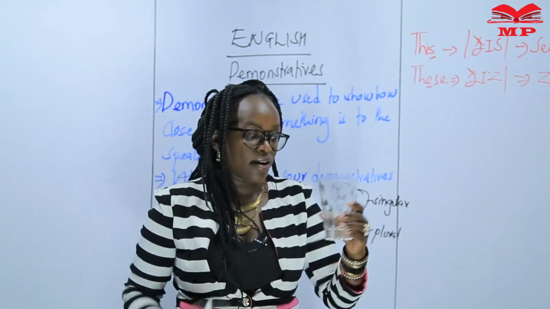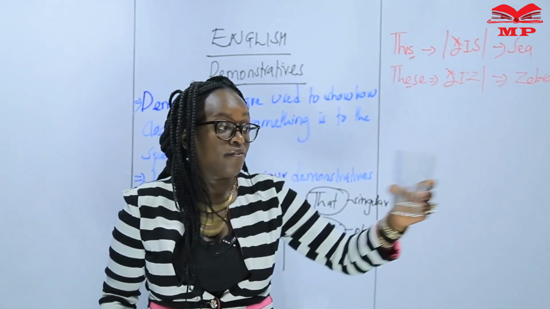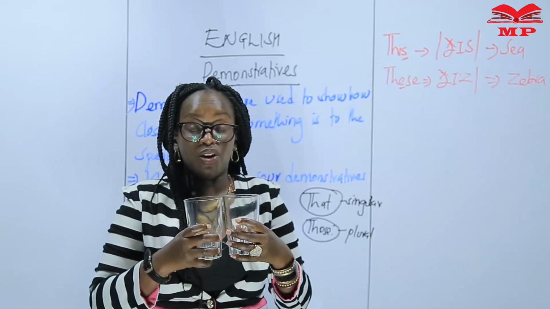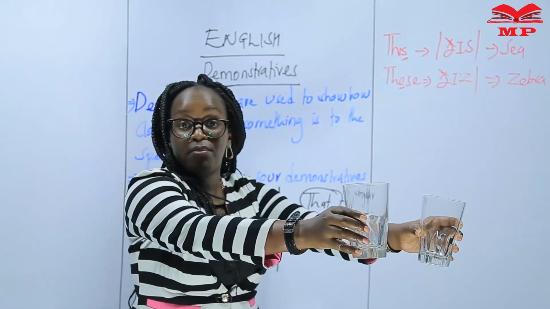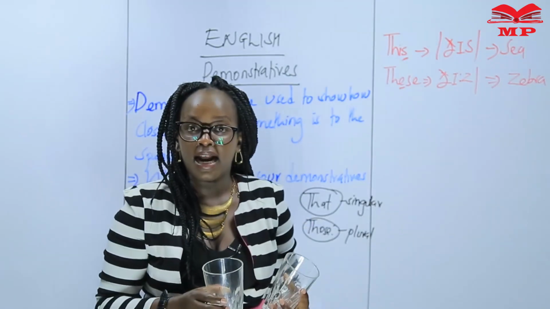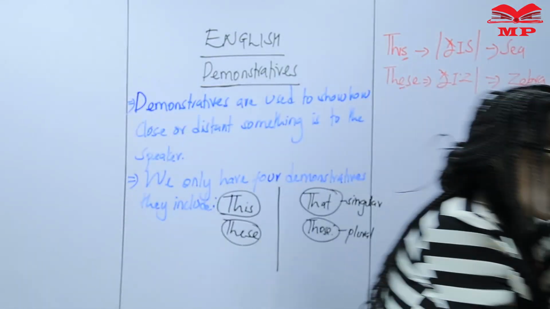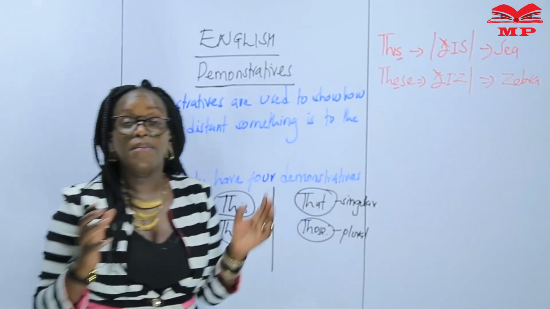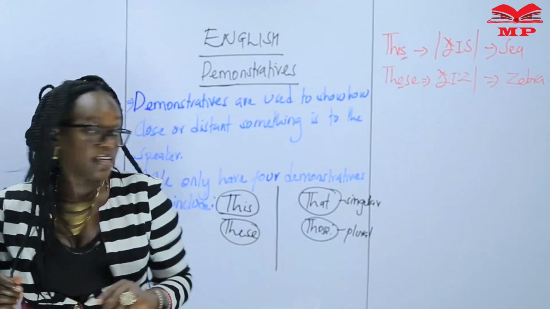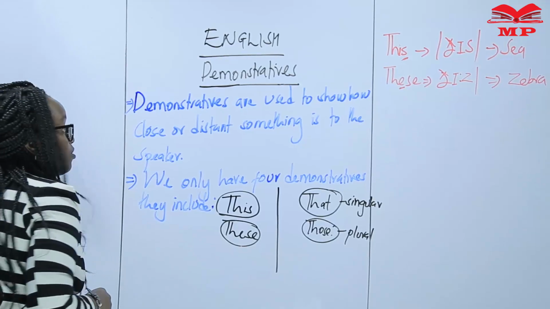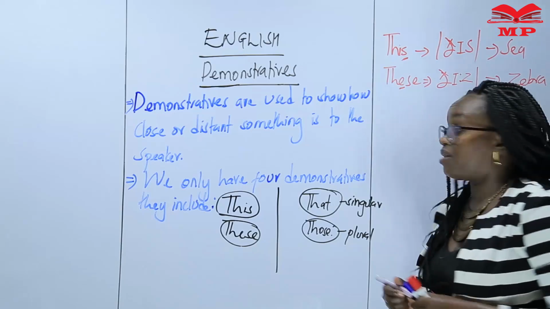So if it's one, this is a glass; that is a glass, if it's far. If there are two and they are closer to me, I'm going to say these are glasses. And if they are far from me, I'm going to say those are glasses. I hope that is clear for you so that you can correct the people that are always making mistakes in the usage of these demonstratives. Having said that, I'll just note down for you the ones that are used in plural and the ones that are used in singular so that you can take down those notes.